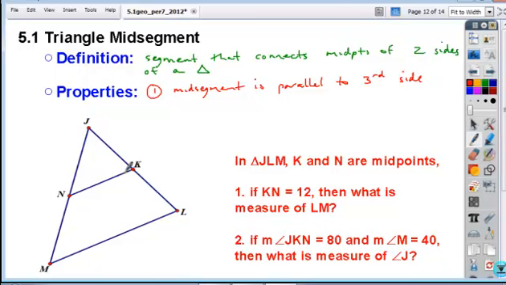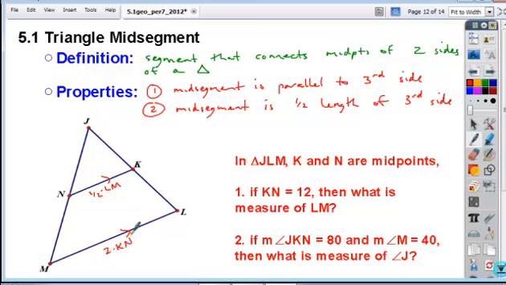So in this case, if KN is the triangle midsegment, that means that it's going to be parallel to that third side. And then the other relationship is the midsegment itself will be half the length of that third side. So this length right here is going to be 1/2 of LM. Or you can think of it another way around. LM is 2 times the length of the midsegment, KN. So you can think in those terms, those particular relationships.